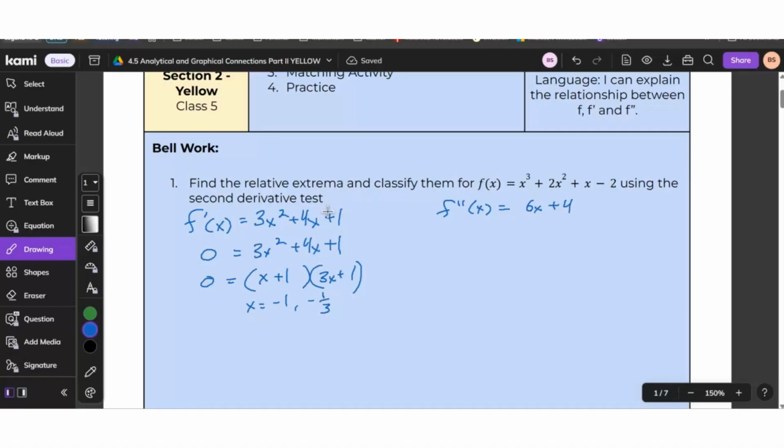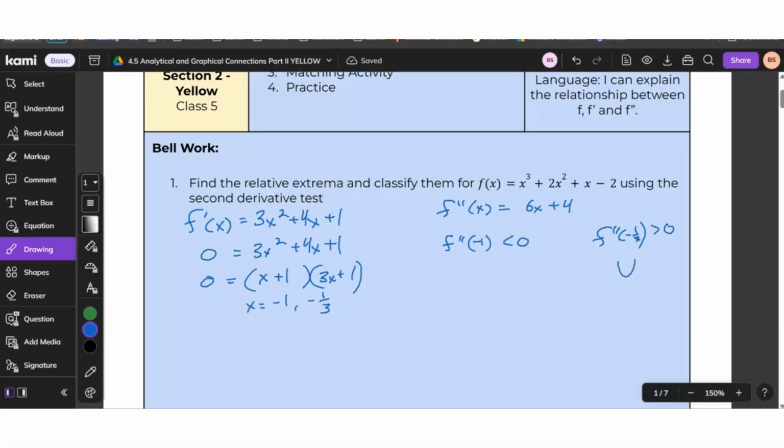Then do I need to make it equal to 0? No, not this time. What I need to do is plug in these two things. So I'm going to find f double prime of -1. And all I care about is the sign. I don't actually need the answer, so I know that this is negative. Or if you prefer, I could write it like this. And then I'm going to find the second derivative at -1/3. And if I do that, I'm going to get that it is positive.